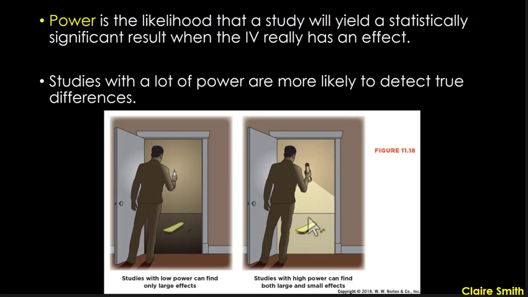Okay? Power is the likelihood that a study will yield statistically significant results when the independent variable really does have an effect. So studies with lots of power are more likely to detect true differences. Think of it as a flashlight. You have a candle and a flashlight. A study that has low power, low light, a little candle, you might be able to see big differences, but smaller differences won't be able to be seen. Whereas if you have a powerful study like this bright flashlight, you can see big and small differences. So the more power the study has, the better it is at detecting large and small effect sizes.